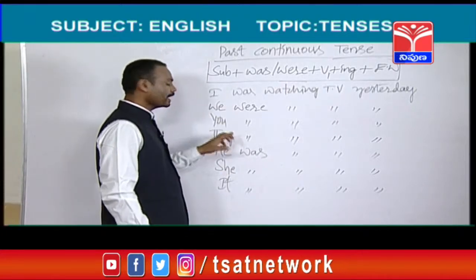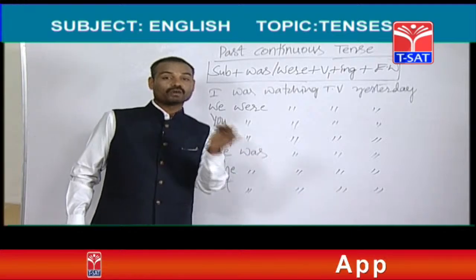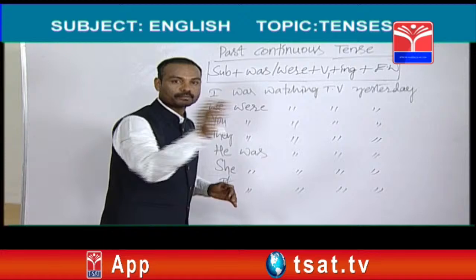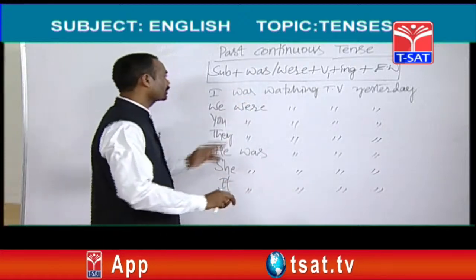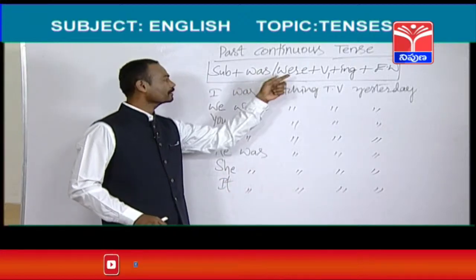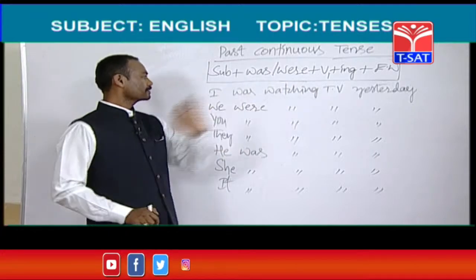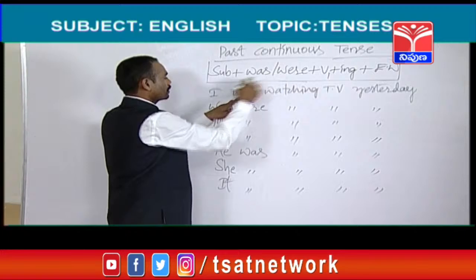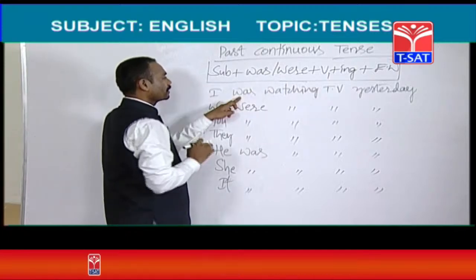After we, you, they and any plural subject, were should be used. For example, we were, you were, they were, my friends were, my neighbors were. So like that. First you should know where we should use was and where we should use were. Let's see one example here. Subject I, next was or were. After I, was should be taken.